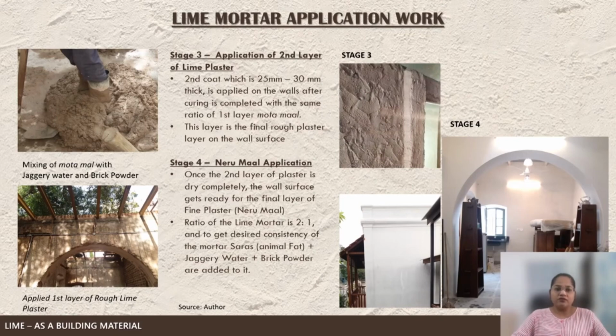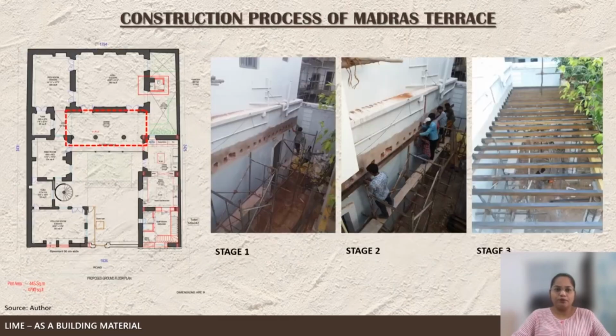Then moving towards the final finish, called the Nerumal application. Once the second layer of plaster dries completely, the wall surface gets ready for the final finish and for the application of Nerumal. The ratio of the lime mortar is 2:1, to get the desired consistency. The jaggery water and brick powder are added into it. Also, sometimes we add marble powder to get the shine and more strength.